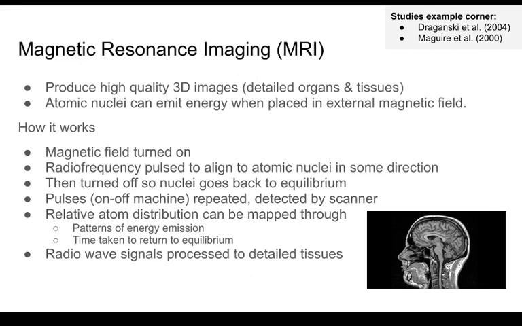How these atomic nuclei behave is going to be detected by the scanner. That way they can map the insides of your brain by looking at how much energy it takes for one atomic nucleus to be aligned, and then how long it takes to go back to its original position, to equilibrium. These are called radio wave signals, and they're processed to form these detailed images.